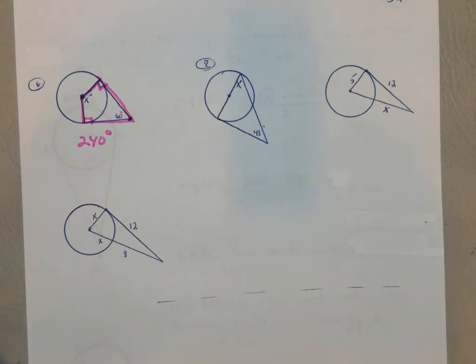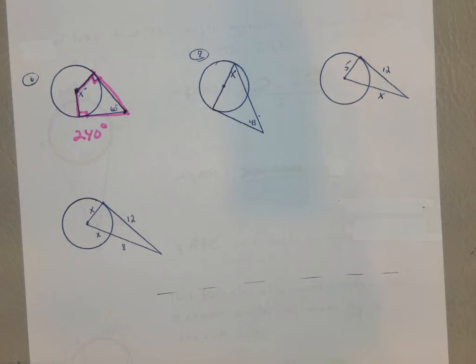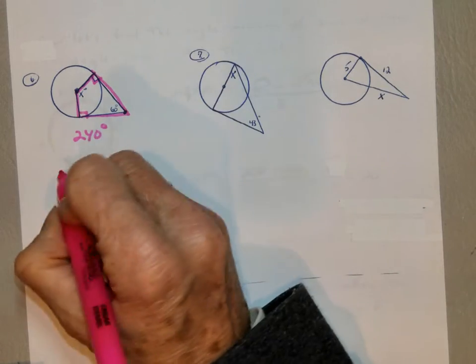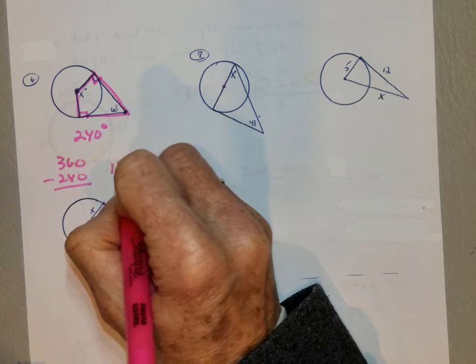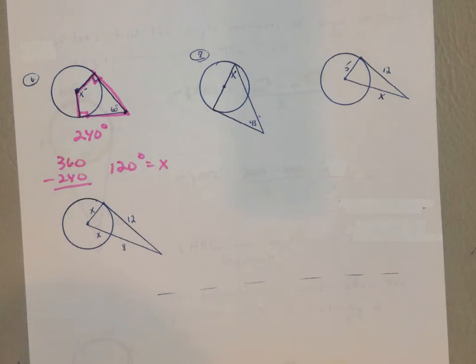But we know that the interior angles of a quadrilateral add up to n minus 2 times 180. So n minus 2 is 2, and 2 times 180 is 360. So all 4 angles have to add up to 360. So 360 minus 240 gives us a 120-degree angle. So that is equal to X. Okay? There's another way of doing that, but we'll hold off on that, okay?